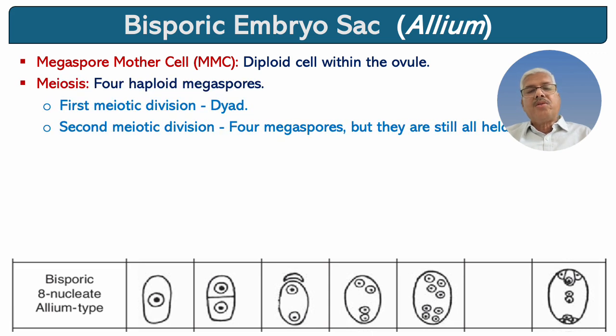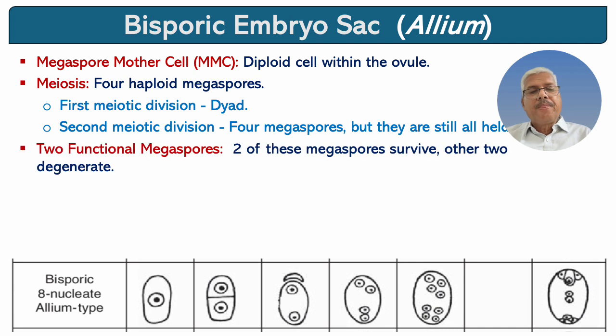It undergoes meiosis, resulting in 4 haploid megaspores. However, unlike the monosporic type, what happens here is that after the first meiotic division, the two resulting cells, that is the dyad, remain connected. The second meiotic division occurs in each of these two cells, resulting in 4 megaspores, but they are still all held together.